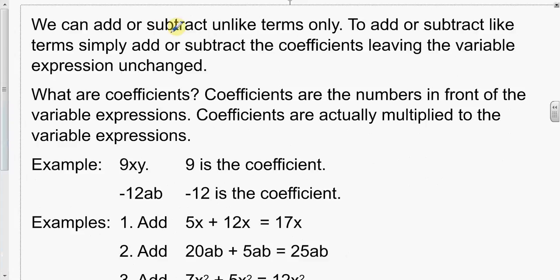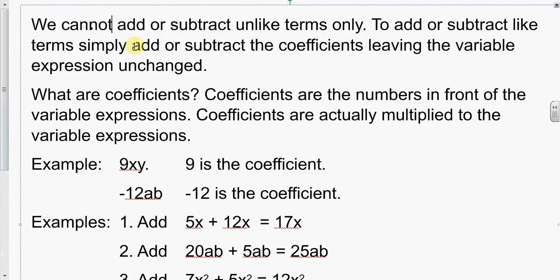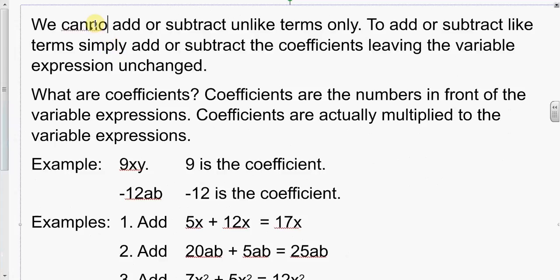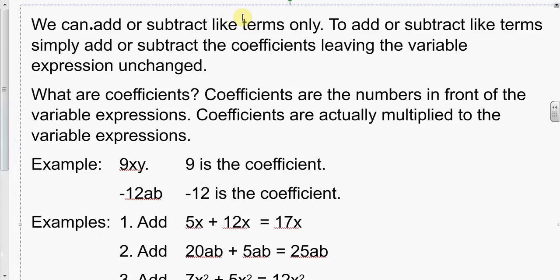So here we can add and subtract. Oh boy, that should say we cannot, excuse me, we cannot add or subtract unlike terms. Well, my language is messed up. Let's say this. We can add or subtract like terms only. Sorry about that.